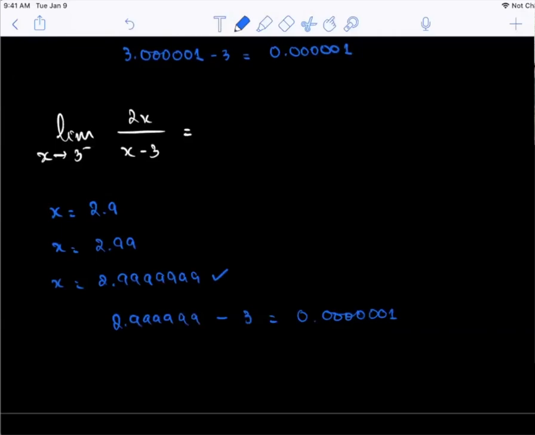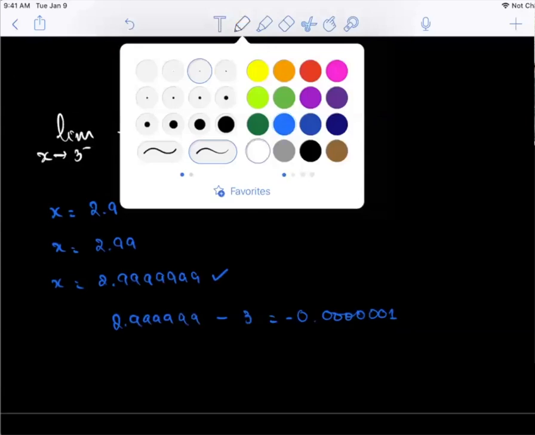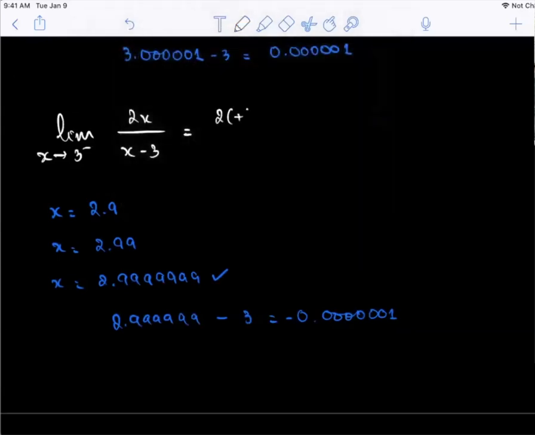I'm sorry, this is negative. This negative small number is in the denominator. So therefore, you will have a very big negative number. I say that the 2, which is positive, over the denominator, which is negative, gives you negative infinity.